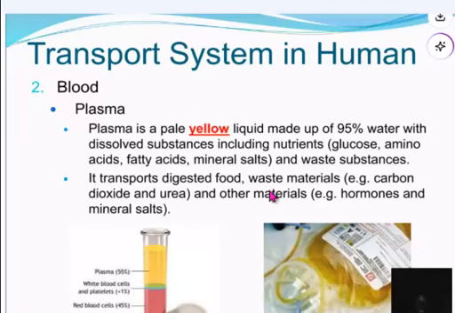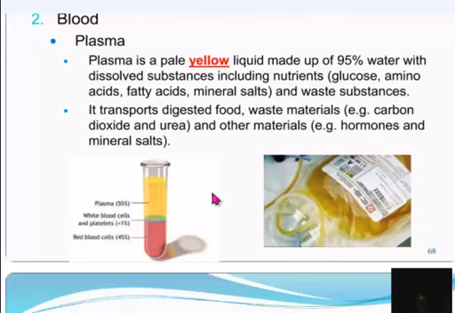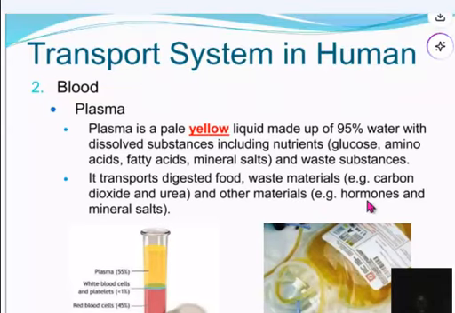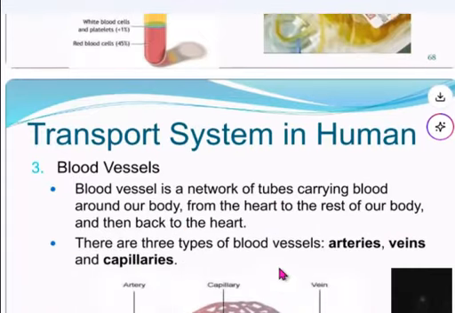It transports digested food. And this is the plasma. You can see it. If you go to the hospital and they draw blood, you normally see it's the one that normally remains in the pack. This is what you can see here now. It is the plasma. That's why they say it is pale yellow. And looking at the percentage now, it is the largest part of the blood. It's 95% water. You can see now.